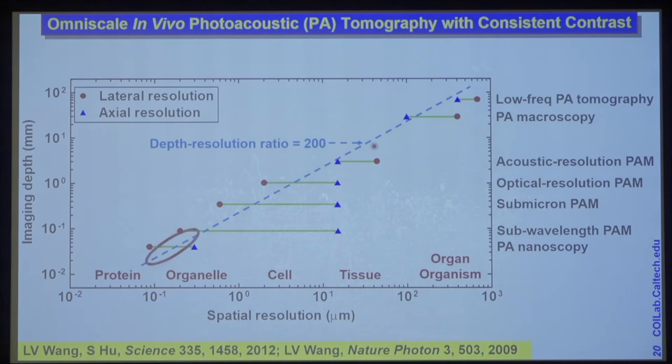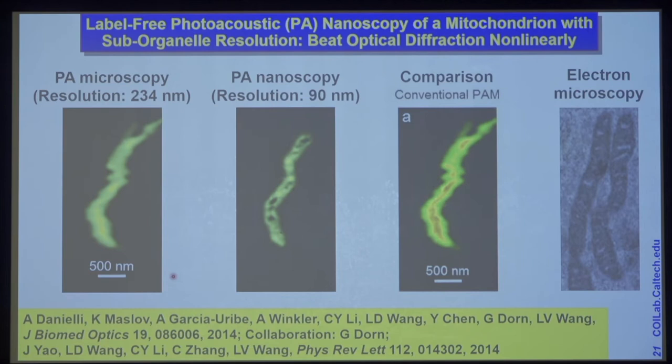We can scale down even further for finer resolution by using nonlinearity. So now we're talking about organelle level imaging. And now the penetration is about 100 microns. So this is not for very deep penetration. This is a standard diffraction limited resolution image. We can see mitochondria, but we don't resolve the internal structure.